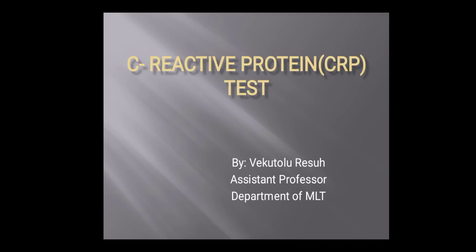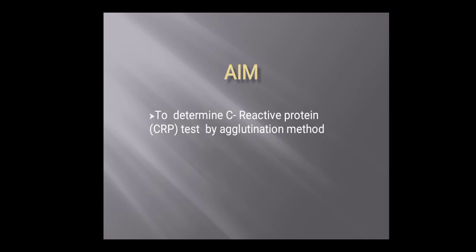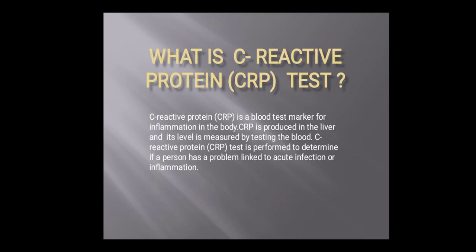Today I'll be talking on the CRP test, the purpose, the method, the procedure and the interpretation. So the main aim of this test is to determine the C-reactive protein by the agglutination method. So firstly, what is C-reactive protein? This C-reactive protein is a blood test marker for inflammation in the body, and this CRP is produced in the liver in response to inflammation.